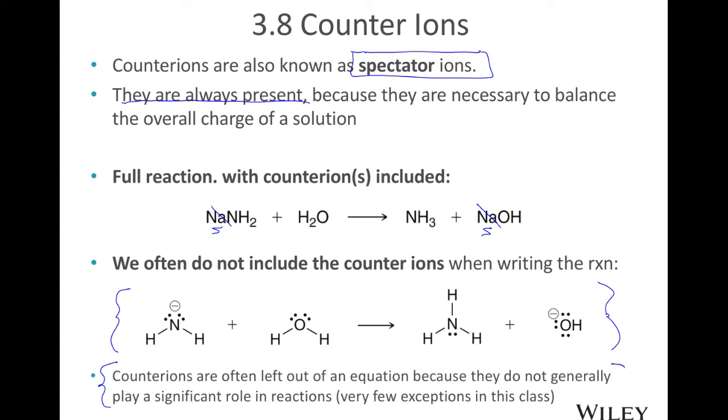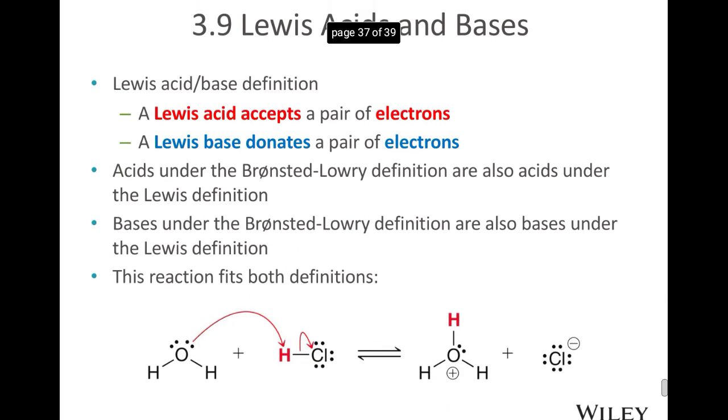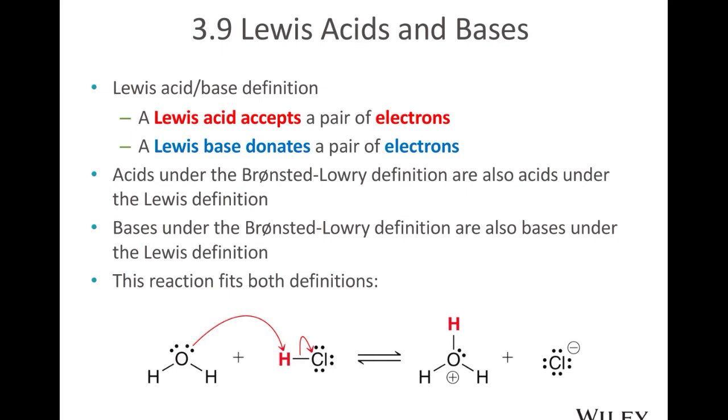So it says that counterions are often left out of an equation because they do not generally play a significant role in the reaction. So if they're not involved in the reaction, we just leave them out a lot of the times in organic chemistry. There are maybe one or two exceptions that we would look at in the entire Organic Chemistry 1 and Organic Chemistry 2 course. So very rarely do we have to include counterions, but just keep in mind that they are there. So the last section of chapter 3 deals with Lewis acids and bases.